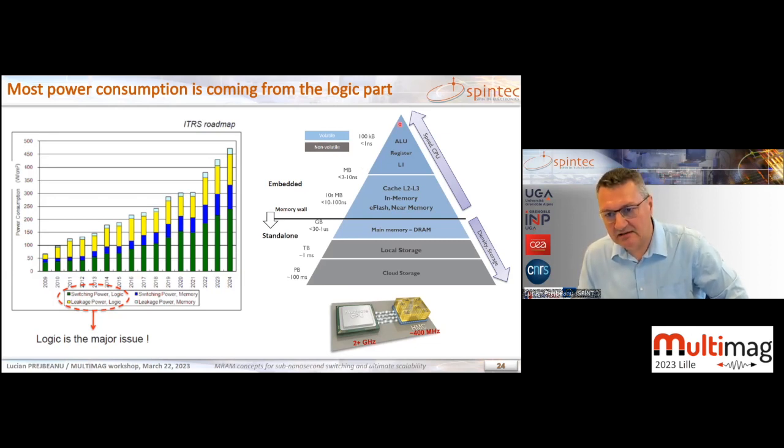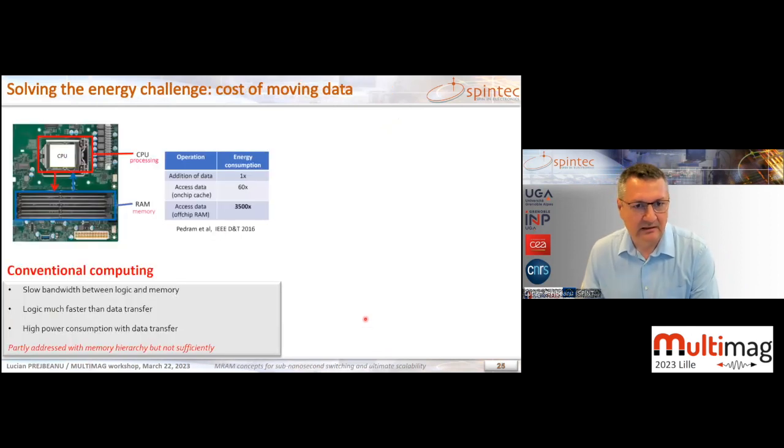So there is a need in this logic part, which is close to the heart of the processor, to bring non-volatility, which means we have to embark a memory that can be, from a process point of view, integrated, but which is fast enough in order to communicate efficiently with the processor itself, which means that in terms of writing speed, we have to reach the gigahertz regime.